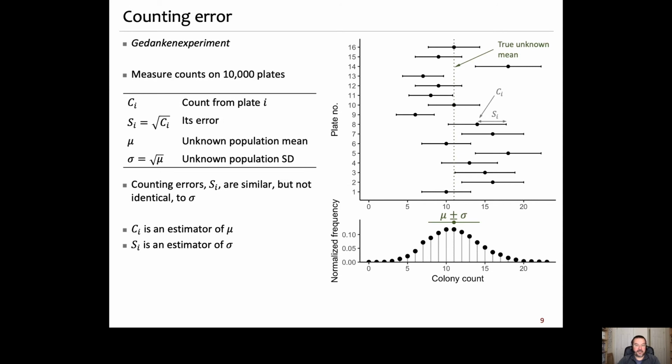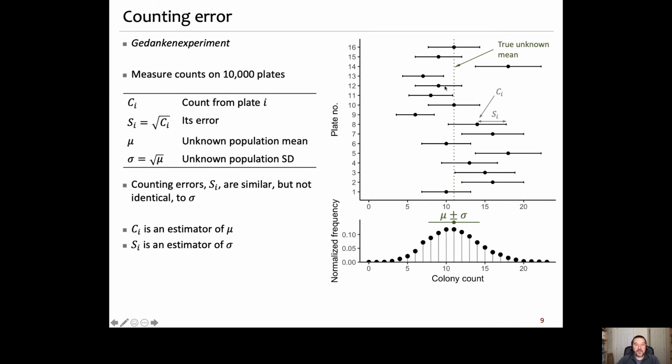So we are doing a Gedanken experiment here, something you can't do in the lab, but you can easily simulate in a computer. And this is what I'm doing here. I measure counts from 10,000 plates, and these counts will be distributed according to the Poisson distribution. The first 16 plates from this thought experiment are shown here. A result is a dot, so this is a count of 10, this is a count of 16, this is a count of 15. And the error bar here is the plus minus square root of the measurement, as shown here.